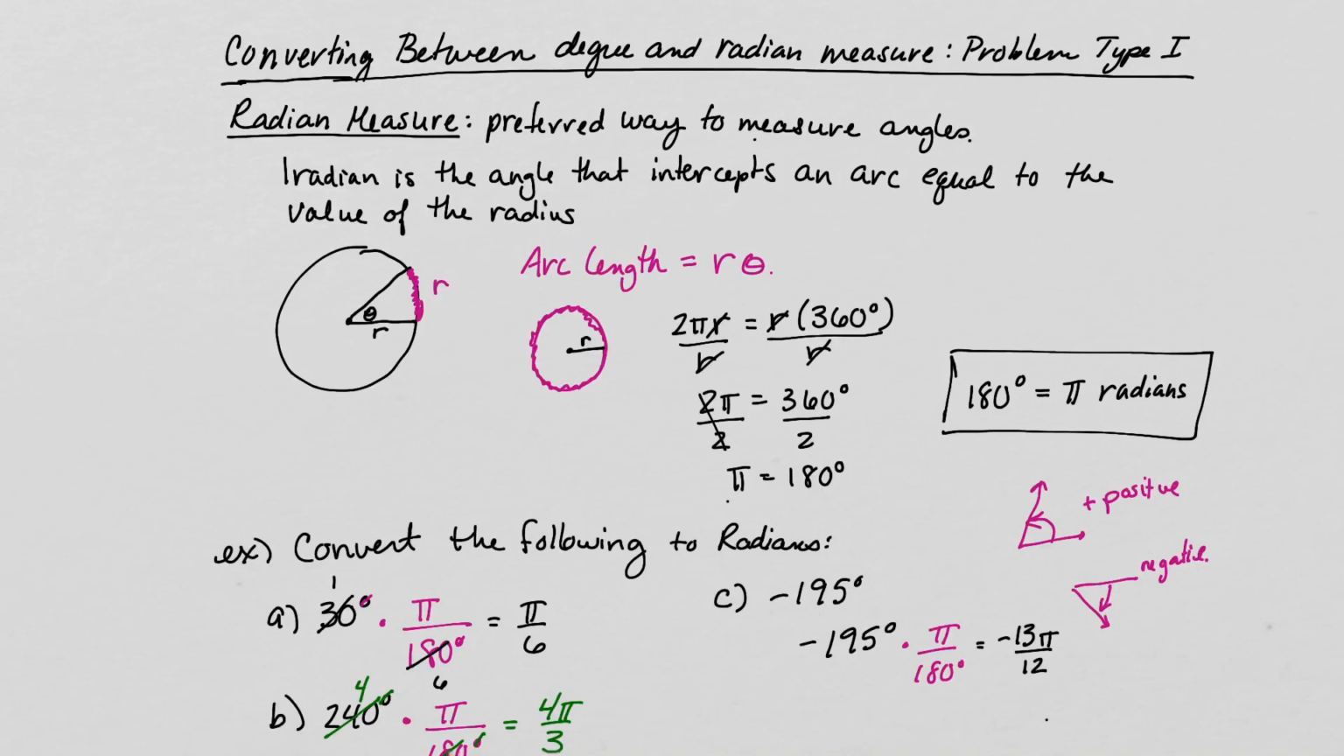So we can also go the other direction. For example, we can convert the following radian measures to degrees. Maybe something like negative 3 pi over 4. Remember we said that 180 degrees is equal to pi radians. This time I want to get back to the degrees, so I want the degrees on top. So 180 degrees divided by pi, and if you multiply that out, you end up with negative 135 degrees.